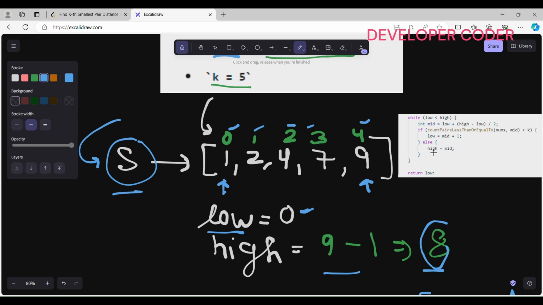So this is how we implemented binary search, right? We are running one while loop while my low value is less than high, and inside that we are going to find the mid. So how we are going to find the mid? Low plus high minus low divided by 2.